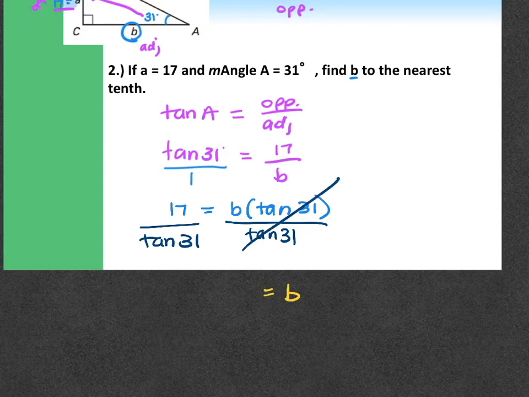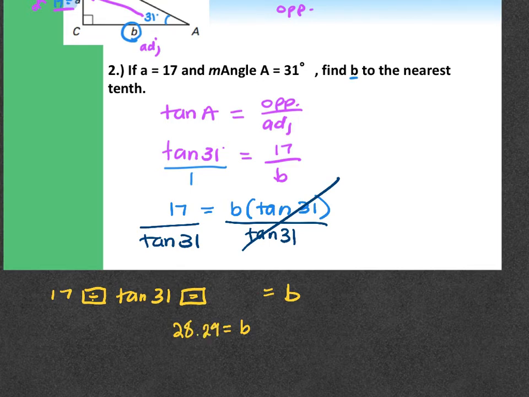And I warned you last week, and I'll tell you right now, depending on the calculator you're going to use, you have to type that in a completely different order. If it's a calculator that shows the word tan when you hit the button tan, then you're going to type it in as 17 divided by tan 31, and then I'm going to hit equals. If I do that, 17 divided by tangent 31, I get B equals 28.29.